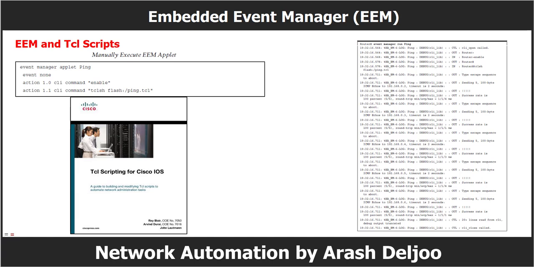Okay, this example shows how to manually execute an EEM applet that in turn executes a TCL script that is locally stored in the device's flash memory. It is important to understand that there are many different ways to use EEM, and that manually triggered applets are also a very useful tool. This example shows an EEM script configured with the event none command.